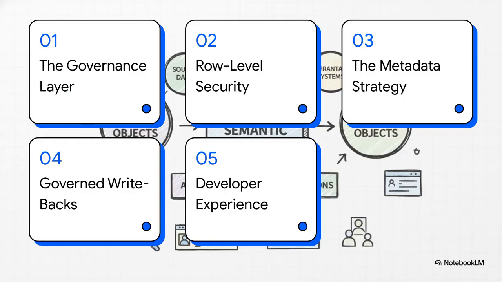To really get our heads around this, we're going to break it down into 5 key architectural pillars. We'll kick things off with the governance layer. That's what defines the object's contract. Then we'll layer on row-level security, add in a really smart metadata strategy, enable governed writebacks, and then wrap it all up with the developer experience you need to manage this stuff at scale.